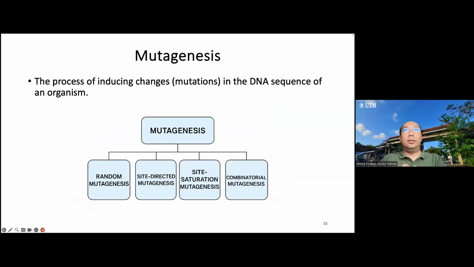All right. So another method is mutagenesis, which is the process of inducing mutations or changes in the DNA sequence of an organism. The different types of mutagenesis include random mutagenesis, site-directed mutagenesis, site saturation mutagenesis, and combinatorial mutagenesis. So this is another method that is close to my heart because I did mutagenesis almost every week during my PhD, in particular site-directed mutagenesis.